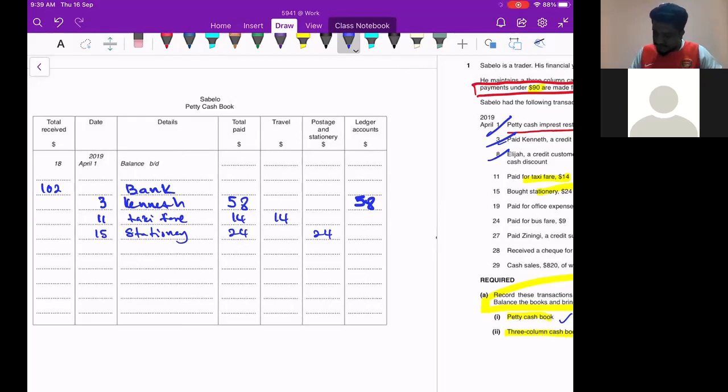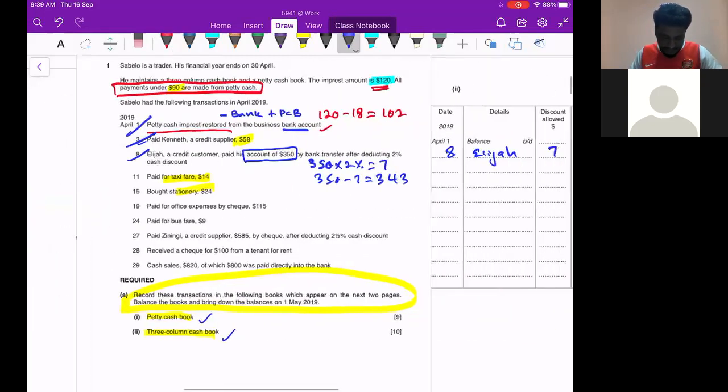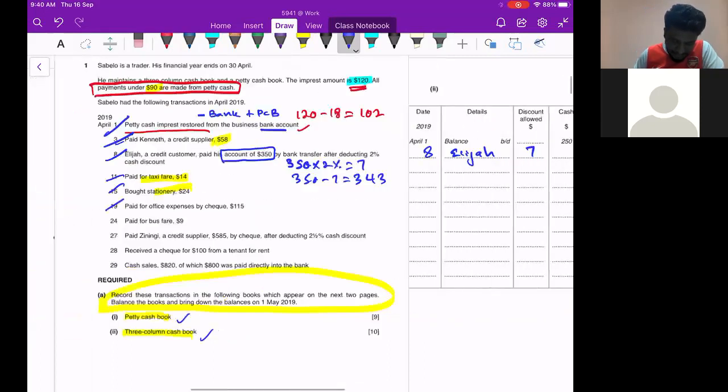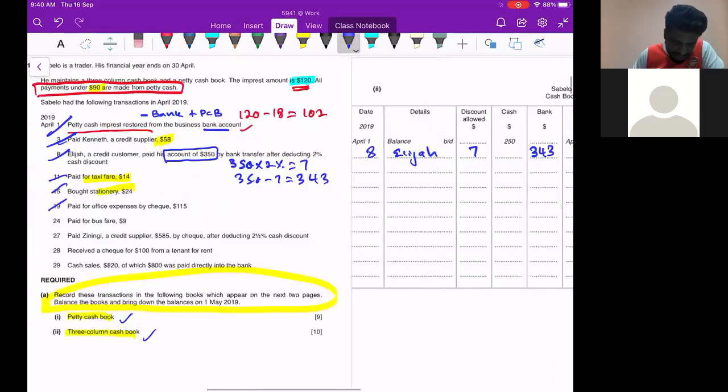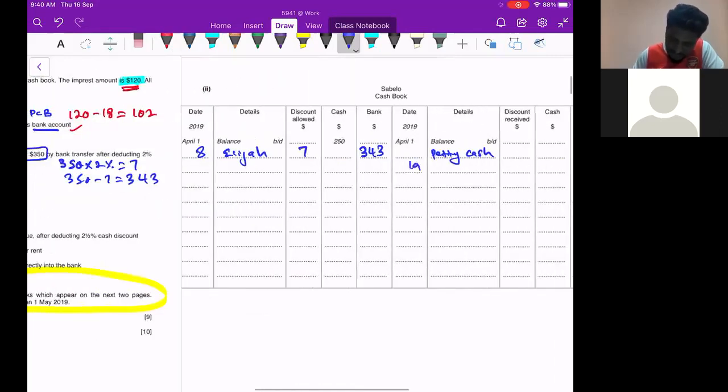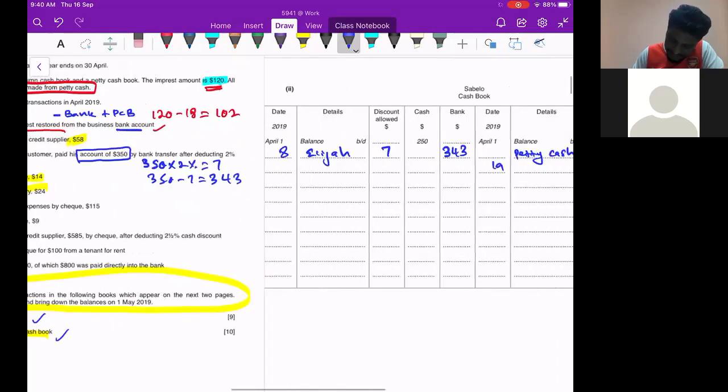Next one. Paid for office expenses by check, 115. So we pay 115, which is more than 90, so it goes to the cash book. Paid by check means put under bank, 115. The date will be 19. Office expenses.